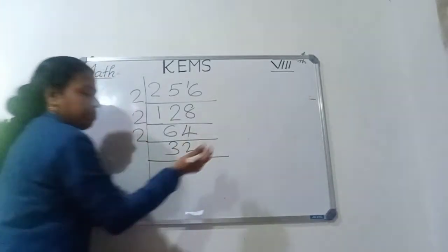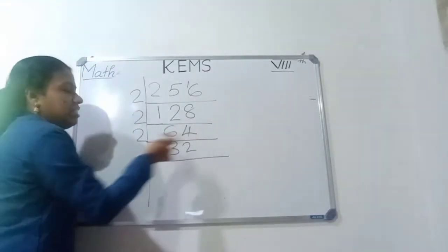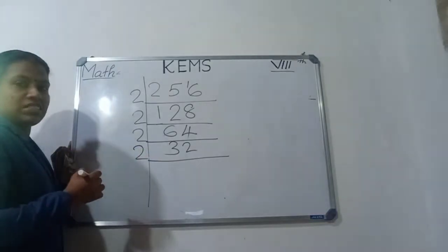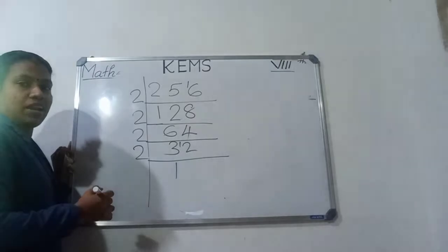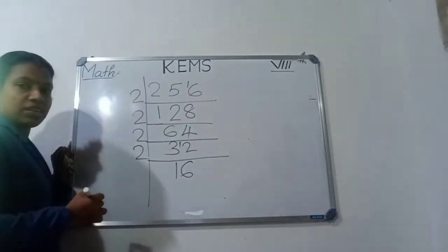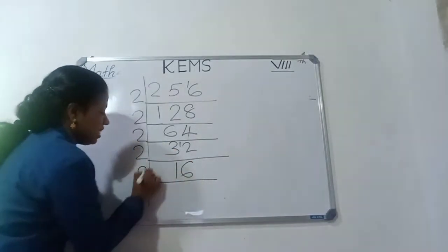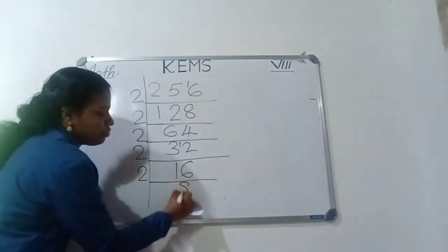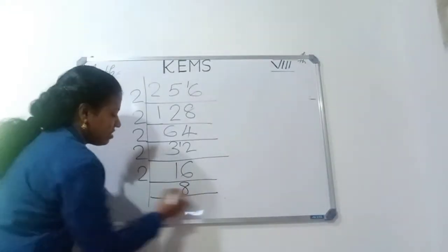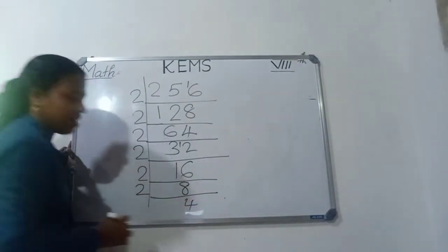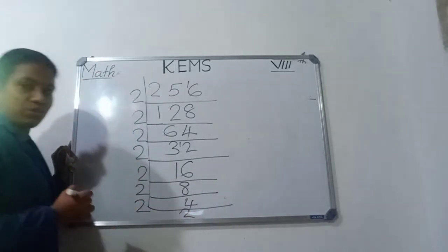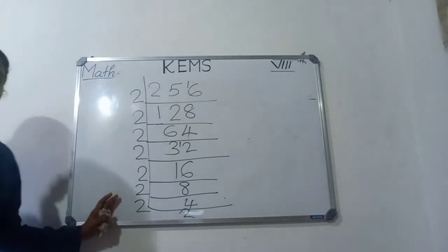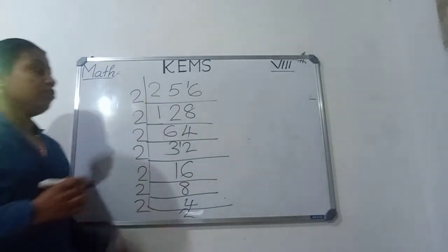Same way, continue the division. Again, even number, 2 is divisible. So in 3, there is 1, 2. And balance 1 is there, 12. And in 12, 6 2s are there. Again, 16 is divisible by 2. 8 2s are 16. 8 is divisible by 2. 4 2s are 8. Again, 4 is divisible by 2. 2 2s are 4. So these are the prime factors of 256.